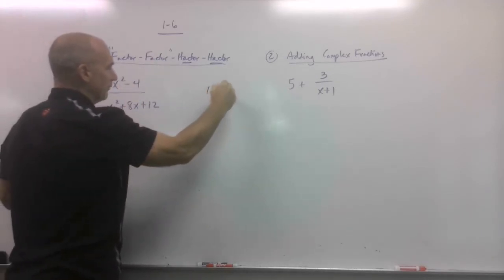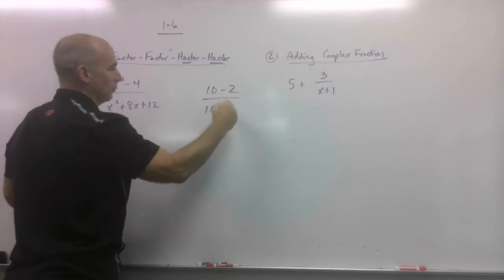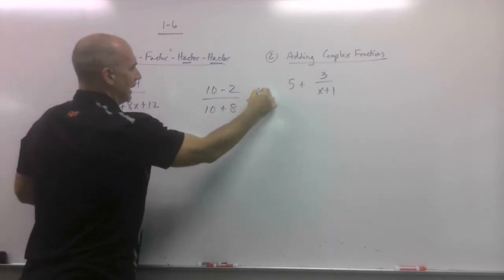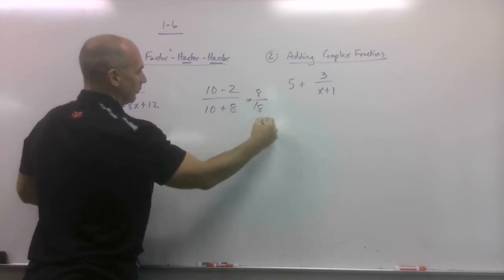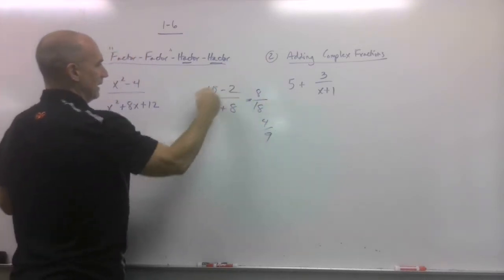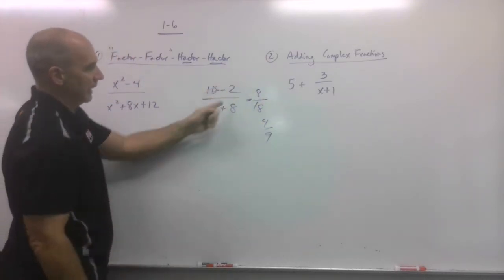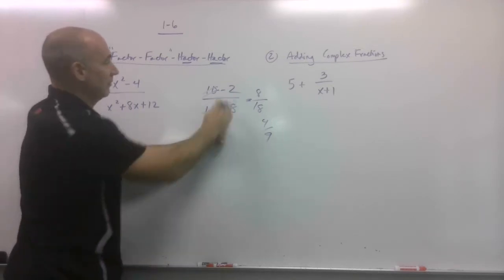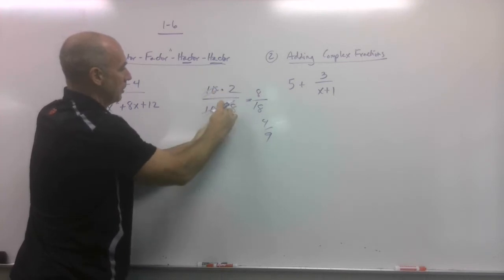But remember, if I have 10 minus 2 all over 10 whatever plus 8, and I did the math, I'd get 8 over 18, which is 4/9. But if I just cancel these out, I'd get negative 1/4, which is not the same. So when can you cancel these out? If they're connected by multiplication.